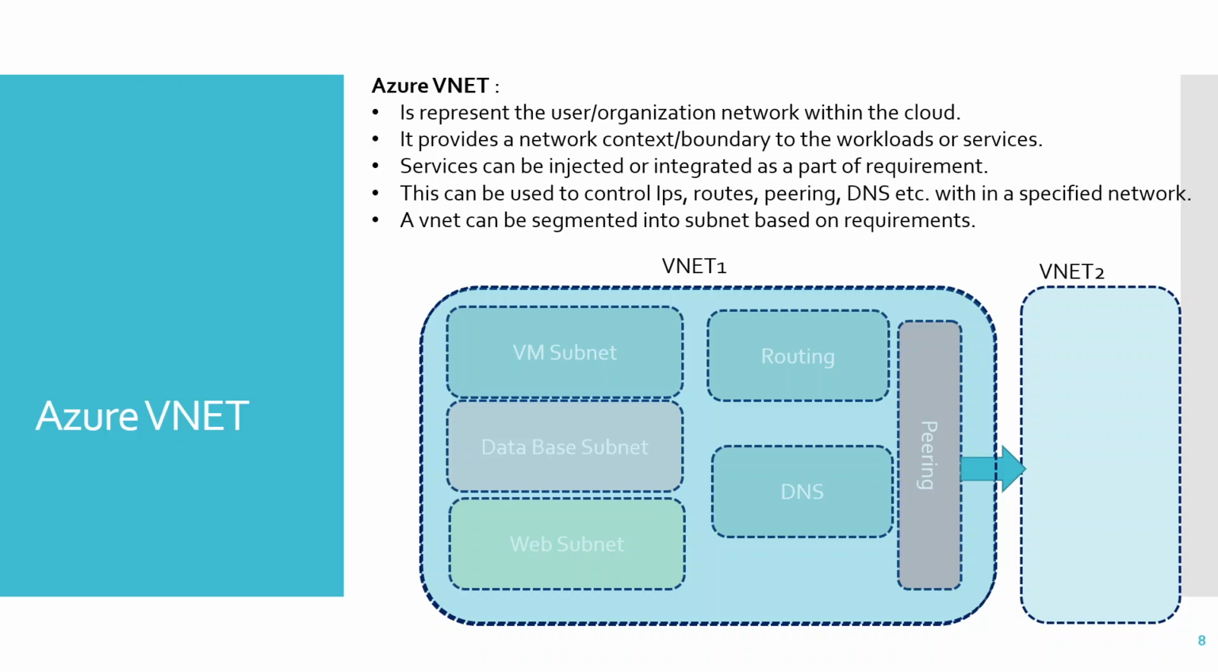Now, a VNet can also be segmented into subnets based on the requirement. I have already described that you can segment a VNet into subnets based on your use case requirement. If you have workloads like web or data, then you can also segment it into different subnets. In this small diagram, you can see there is VNet 1 and VNet 2. They are peering each other, and within one VNet, you can have different subnets like VM, database, and web subnets. You can define your own routing, and you can also have your DNS. Okay, so this you can do within an Azure VNet.